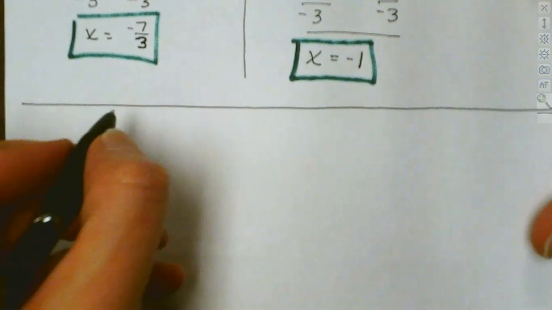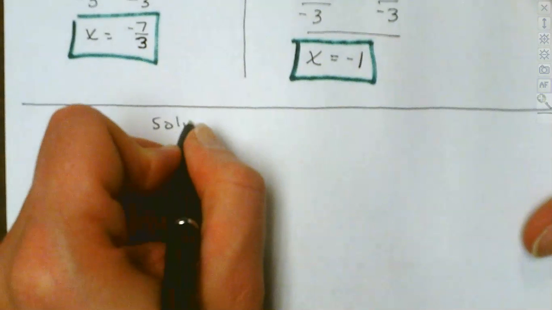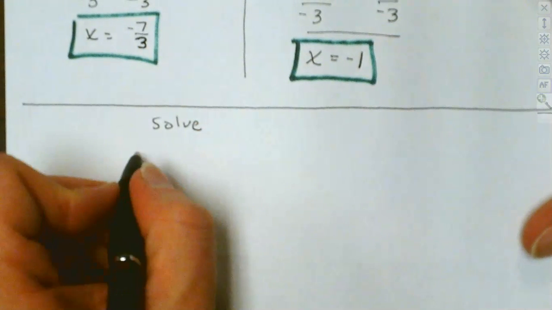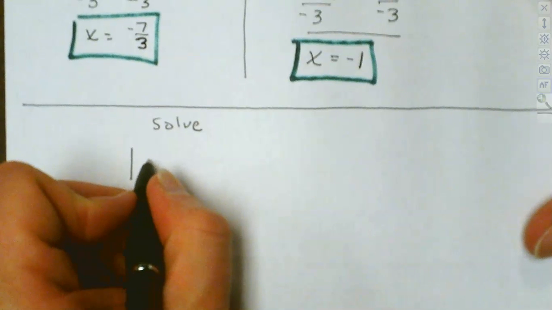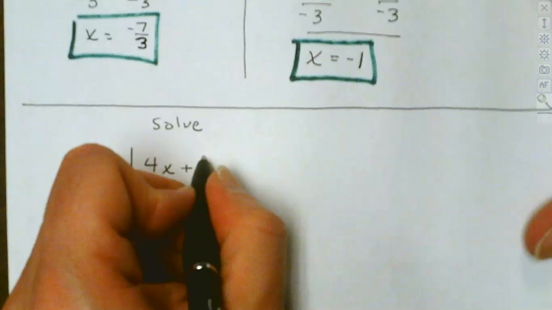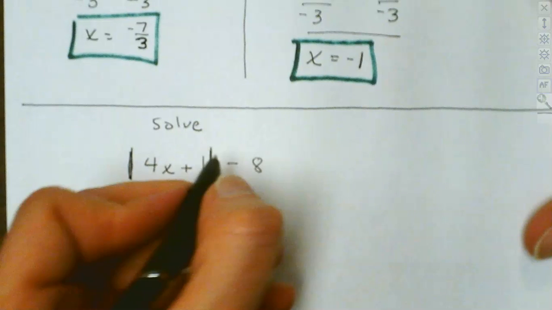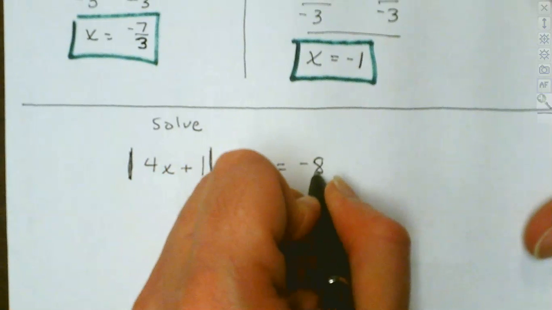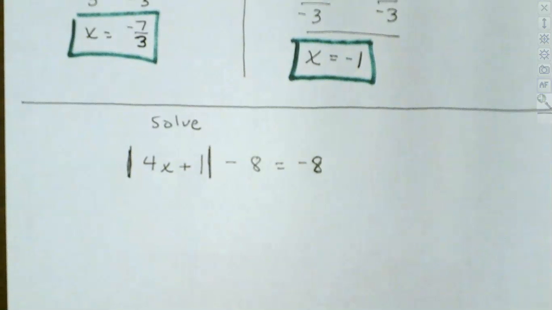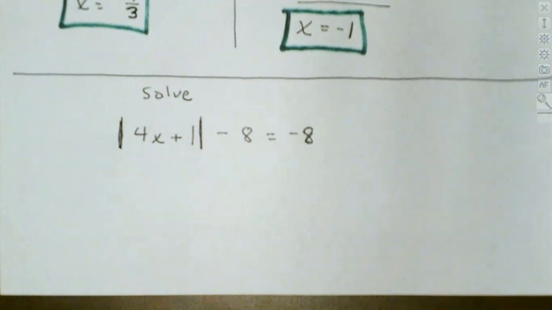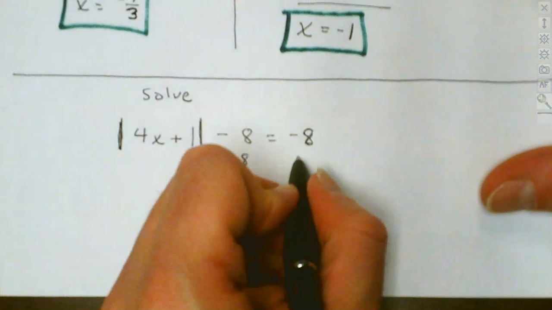I want to look at one more. And this one is only going to give us one solution. And we're going to see why. Well, the first thing that we need to do, always, always, always, is isolate that absolute value. So get it by itself on the left. So first step is going to be add that 8.